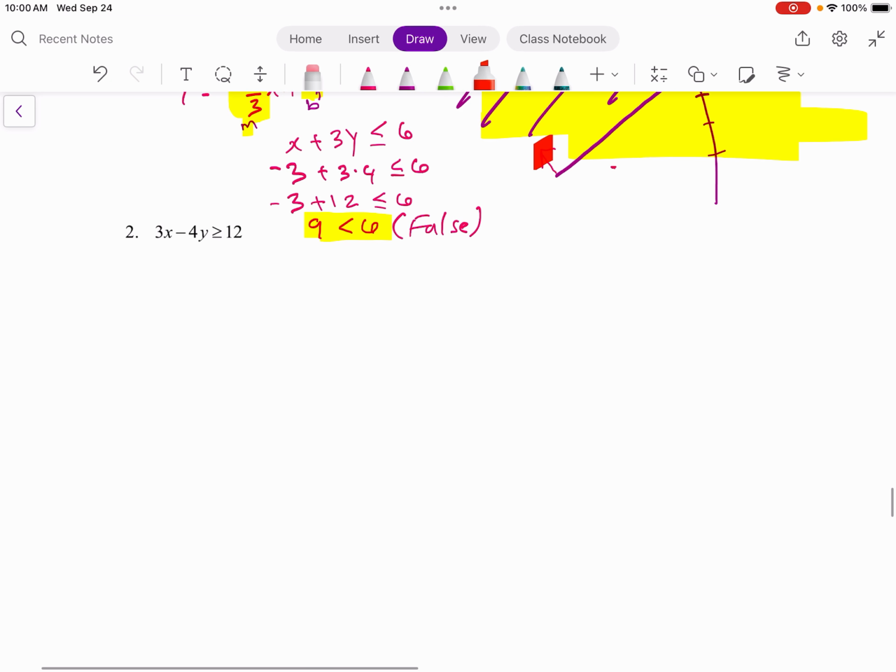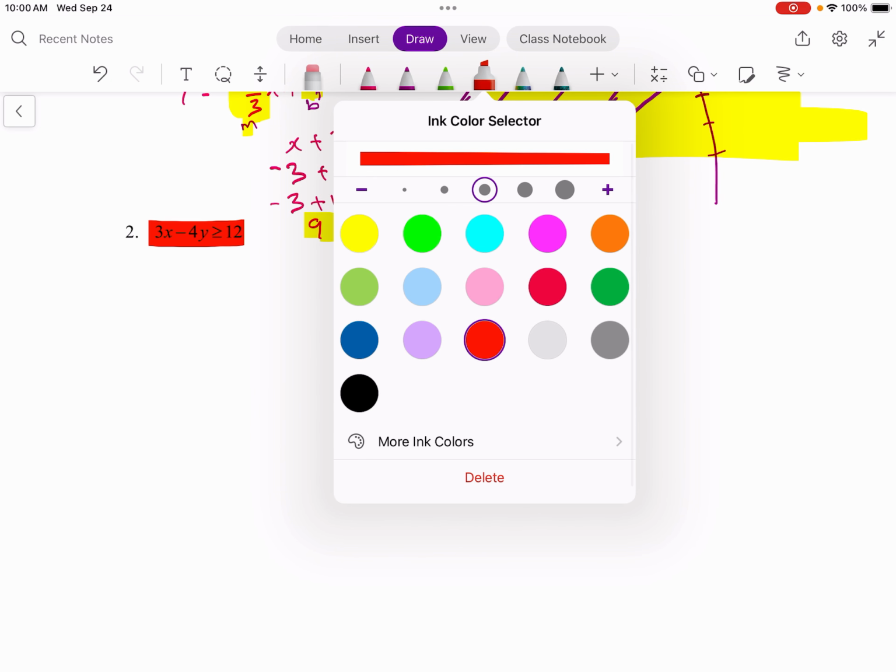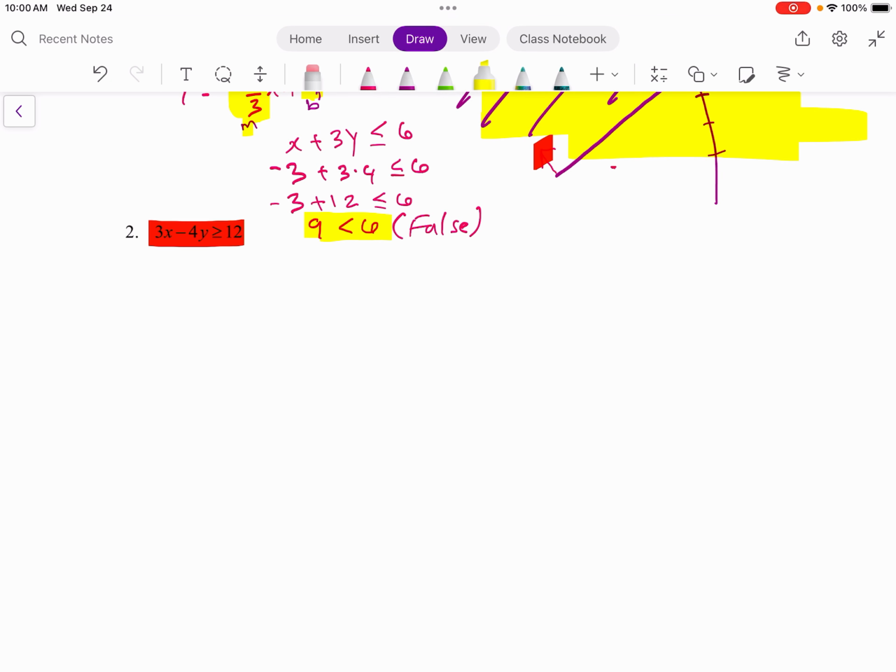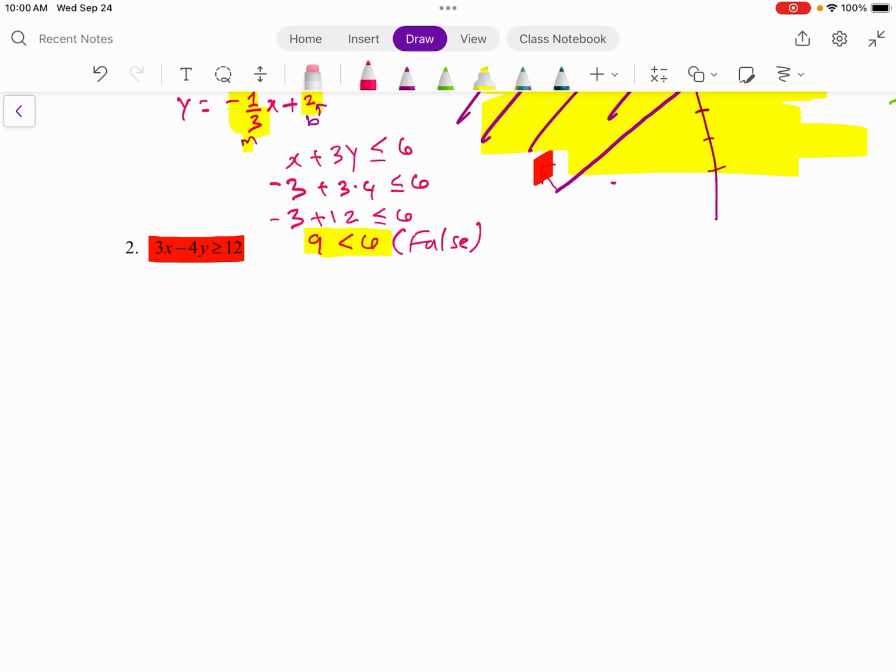Okay, so here we have the inequality 3x minus 4y greater than or equal to 12. Now let's solve this inequality, and the very first step is rewriting this by replacing the inequality sign by an equals sign. Once we replace the inequality by equals, we get a linear equation, and we have to graph this linear equation. After graphing this linear equation, what do we get? We get a straight line.